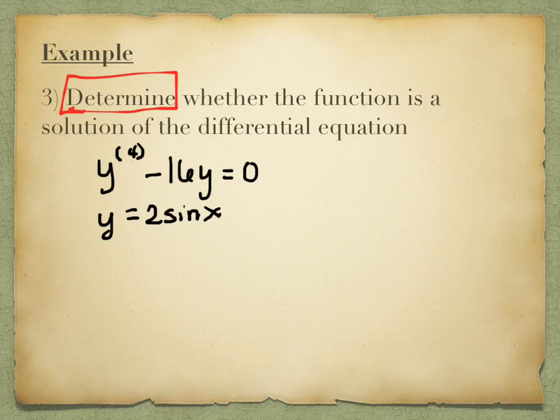So pay real good attention to what those directions say because you don't want to waste your time trying to do something it didn't tell you to do. This one says determine, which means that it may not work in the end. So the other thing that you see here is something you may not have seen before, but you might have. Have you seen the notation with this little 4 up here like this? Any guesses as to what it might mean? It is a fourth derivative, okay?